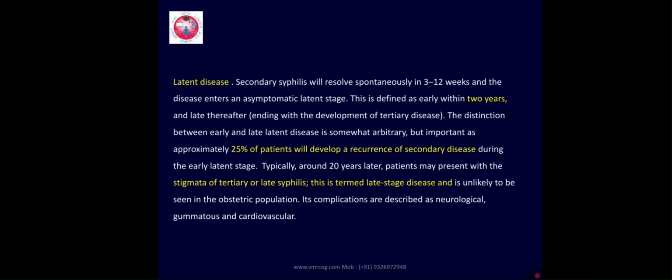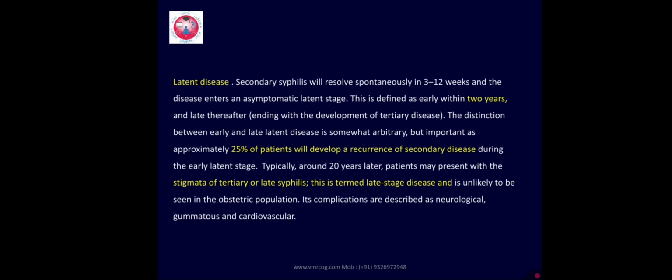So here the time frame given for the latent disease, or early latent, is 2 years, and the late latent is more than 2 years. So this is the difference, and I am telling you this because sometimes you remember only one figure and you find that that particular option is not there in the various options given in the question. So remember, both can be correct.